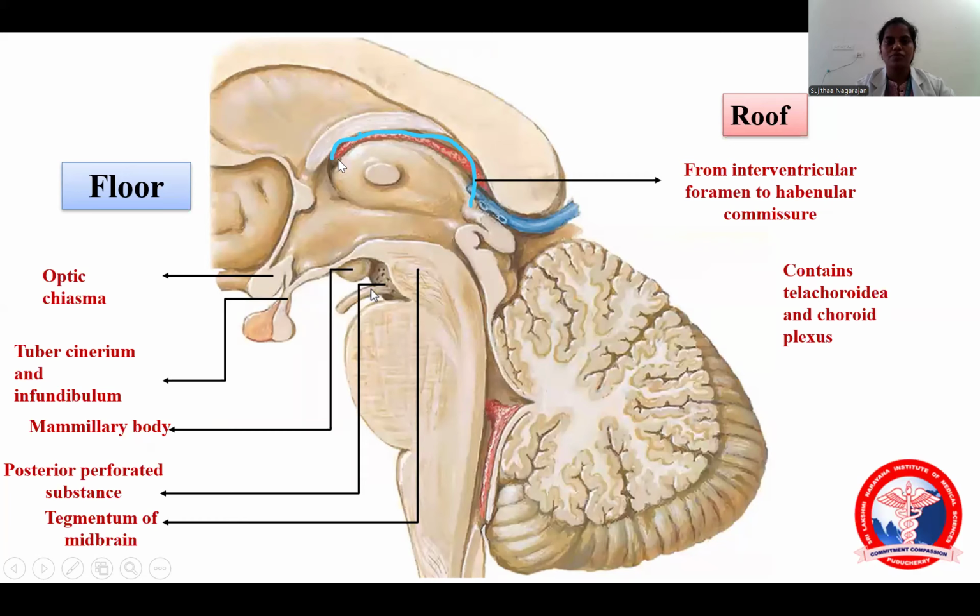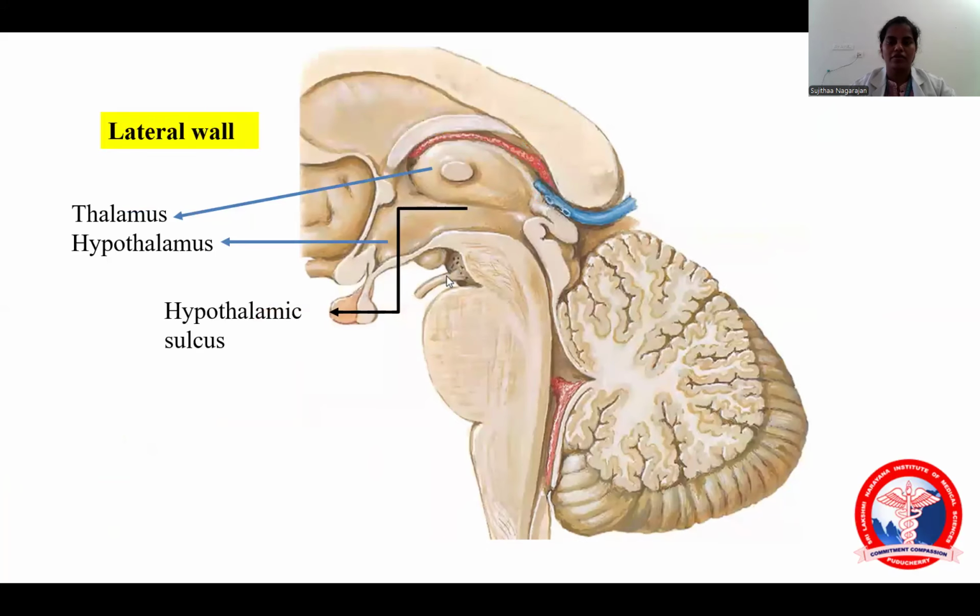Roof, it extends from the interventricular foramen to the habenular commissure. Now the roof contains tela choroidea and the choroid plexus. Now the lateral wall. We have two lateral walls. As we know, the third ventricle is present between the two thalami. So the lateral wall will be formed by the thalamus. Just below the thalamus is the hypothalamus. Now between the thalamus and the hypothalamus there is a sulcus, that is the hypothalamic sulcus.